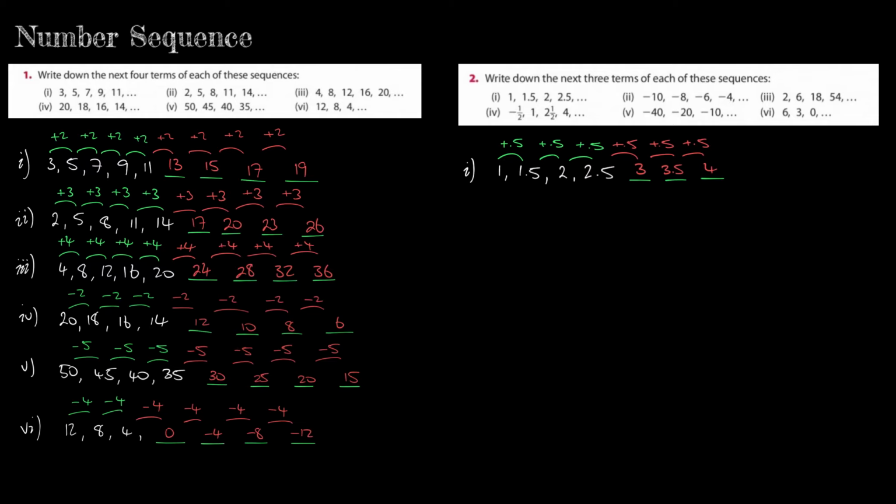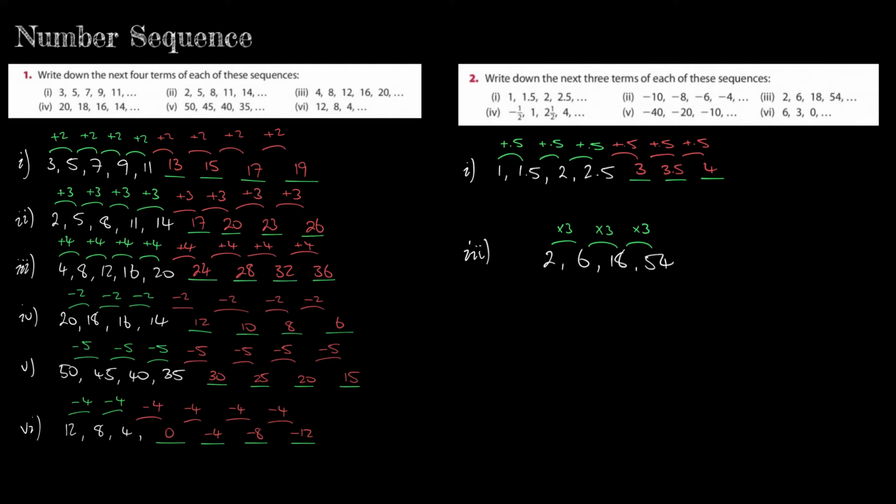For the next one, I'll just do question 3. Let's write out question 3 there so you can see. So it goes from 2 to 6 to 18 to 54. So you need to be able to see the term-to-term rule. So how do I turn 2 into 6? I times it by 3. How do I turn 6 into 18? I'm timesing it by 3. How do I turn 18 into 54? 18 multiplied by 3 will give me 54, so I'm multiplying it by 3.